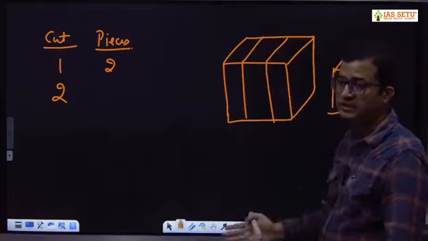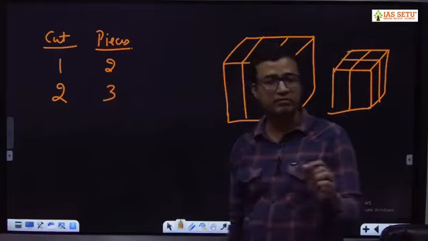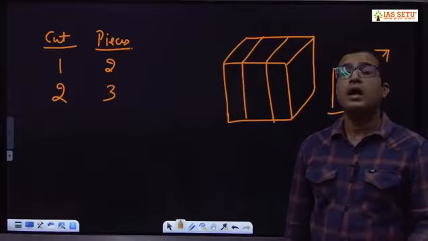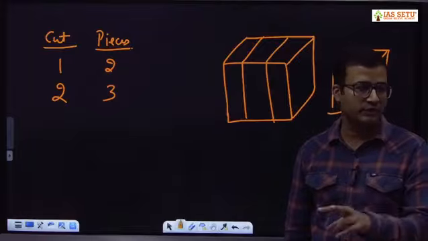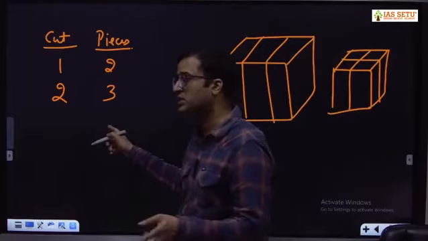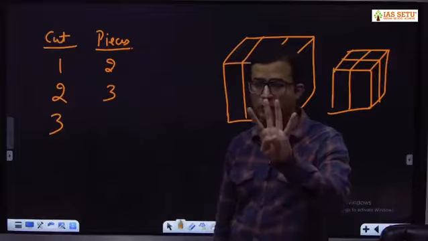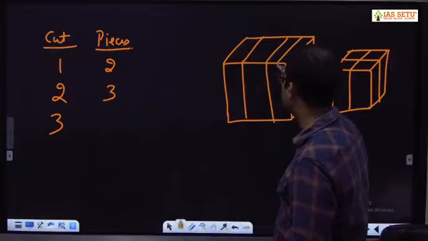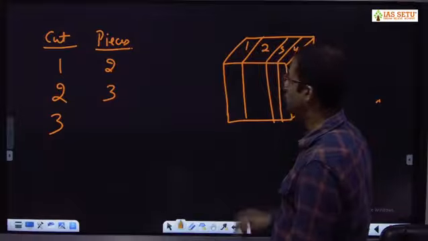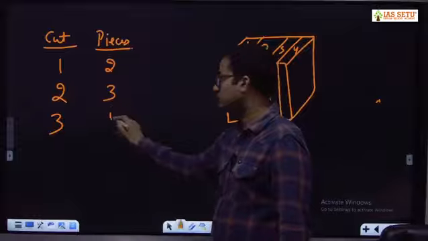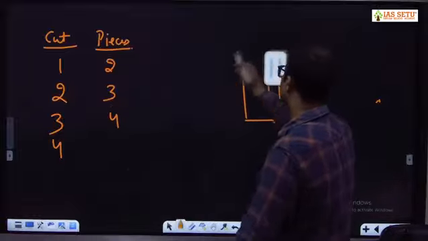Along the same axis, we make 2 cuts. The number of pieces will be 3. Here we have 3 pieces. I use one axis, the same axis. One cut gives me 2 pieces. 2 cuts give me 3 pieces. If on the same axis I make 3 cuts, how many pieces will there be? 4. See, you made 3 cuts, so how many pieces are there? 1, 2, 3, 4. Similarly, if you put 4 cuts on the same axis, you will get 5 pieces.